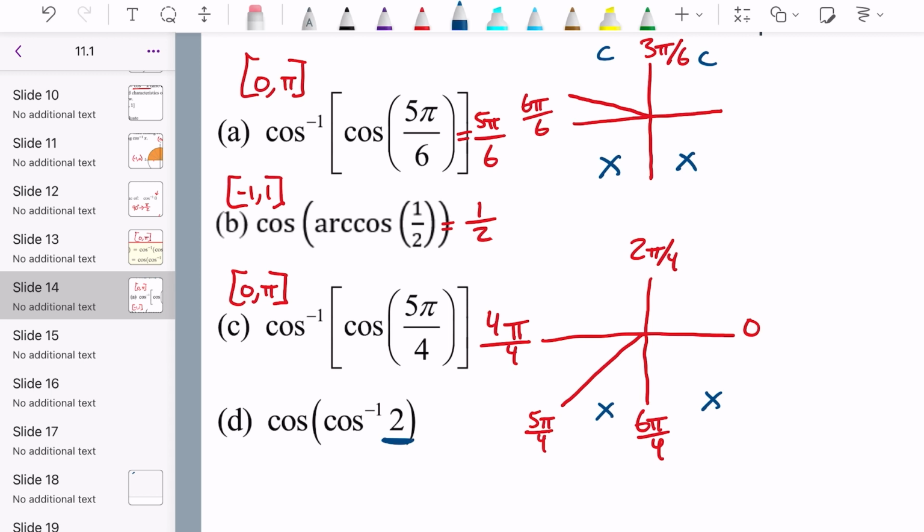So what we will do is find the reference angle first, which would be pi over 4, and we are going to reflect it back into quadrant 2. This would leave us pi over 4 as that reference angle and leave us at 3 pi over 4. 3 pi over 4 would be the final answer for this problem.